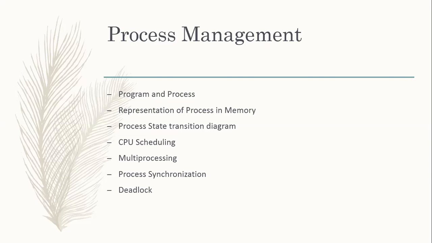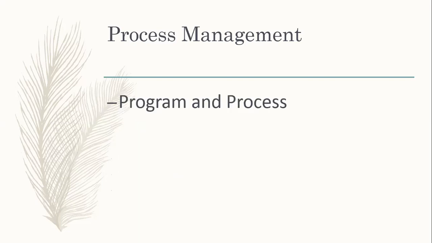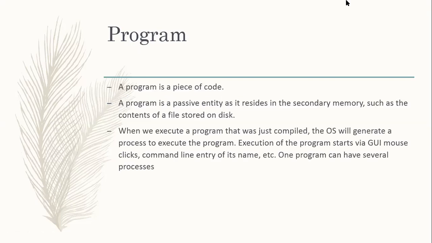We are going to start first of all with the most primary aspect of process management, that is what is a process and what is a program. So this is our today's topic, program and process. We are going to see what is actually a program and what is actually a process. So let's see what is a program. Once we code or write anything, we call that my program. So what is actually a program? A program is a piece of code.